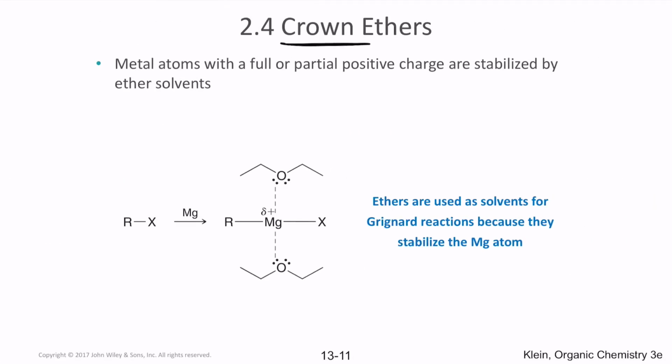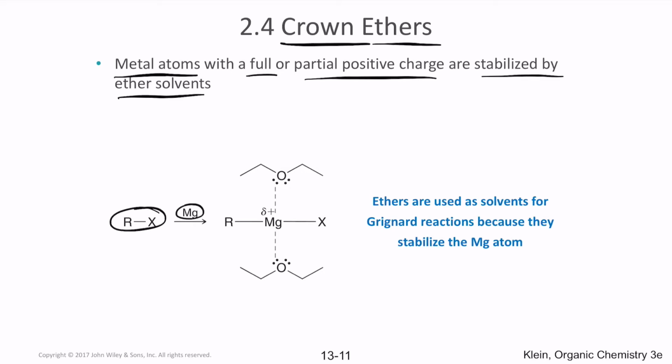So let's discuss the next one, crown ethers. Metal atoms with full or partial positive charges are generally stabilized by ether solvents. Why is that the case? If you look at a general ether and mix it with magnesium, the oxygen, having a partial negative charge, gets attracted to the partial positive charge of the magnesium. What this does is stabilize the magnesium atom, so it stays in place.